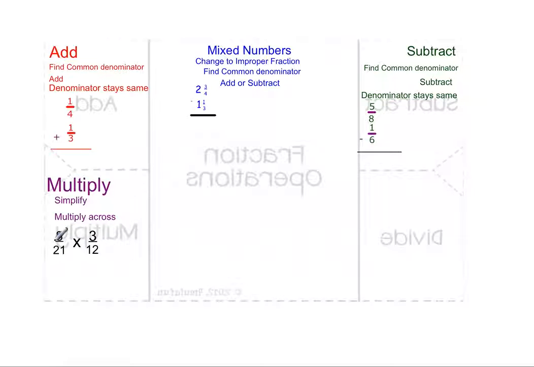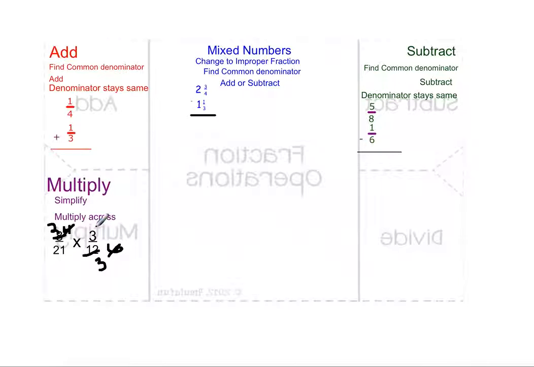8 and 12 both can have 2 go in. So let's divide them both by 2. If 2 goes into 8, I should get 4 here. And 2 goes into 12, and I get 6. I can notice that 4 and 6 can be simplified again, so let's do it again by 2, and I'd get 2. 2 goes into 6 3 times.